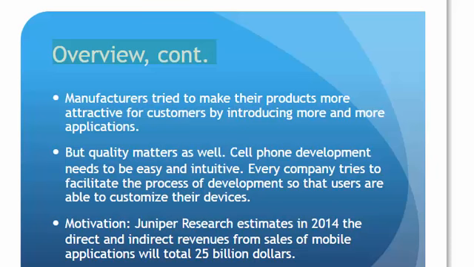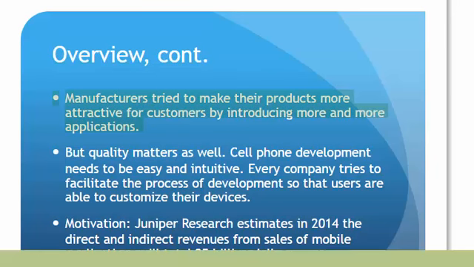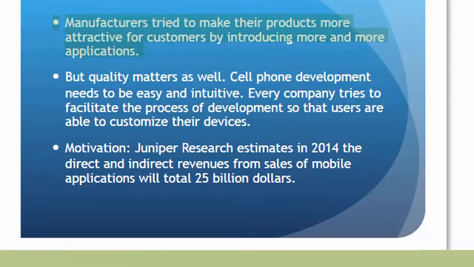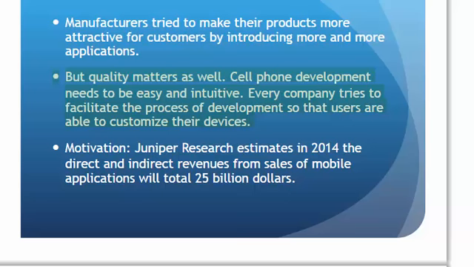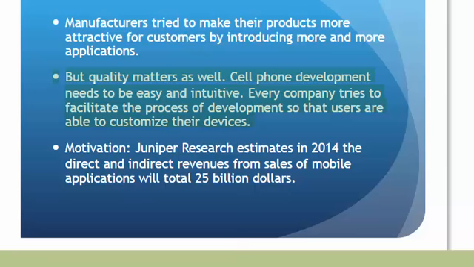Overview. Manufacturers tried to make their products more attractive for customers by introducing more and more applications. But quality matters as well. Cell phone development needs to be easy and intuitive. Every company tries to facilitate the process of development so that users are able to customize their devices.